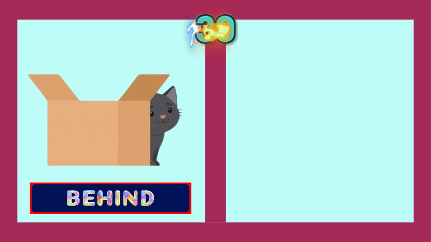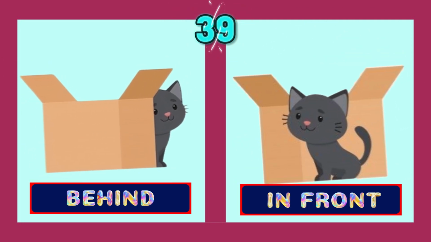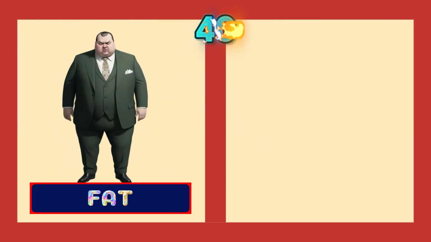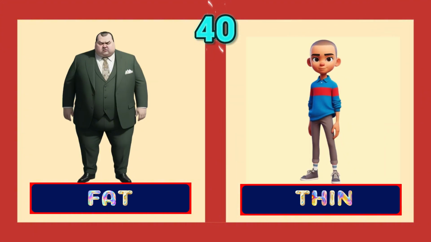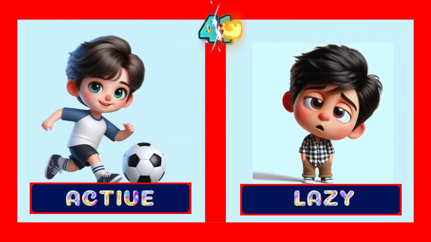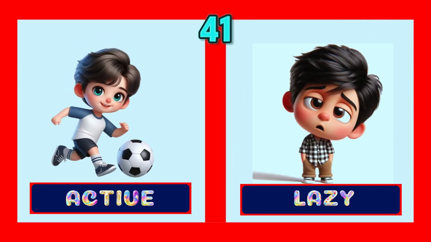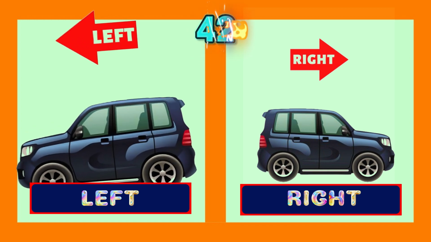Cat is behind box. Cat is in front of box. Behind. In front. He is fat. He is thin. Fat. Thin. He is active. He is lazy. Active. Lazy. This is left direction. This is right direction. Left. Right.